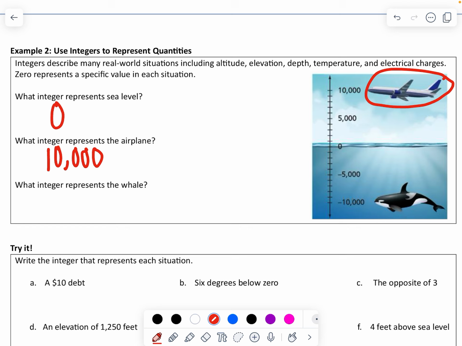And then what integer represents the whale? Well, there's the whale, and it's at about negative 10,000. And you have to have your negative sign. All right.